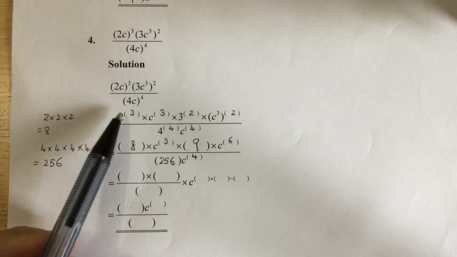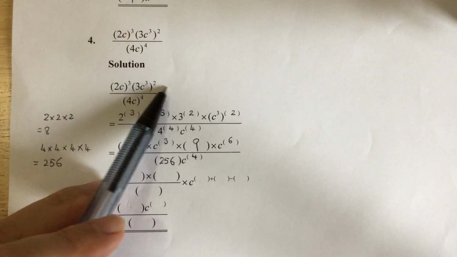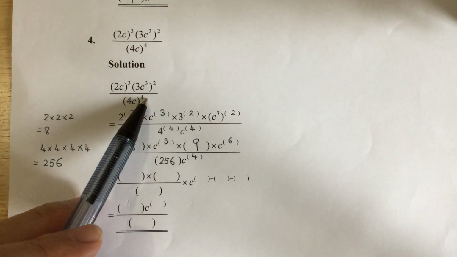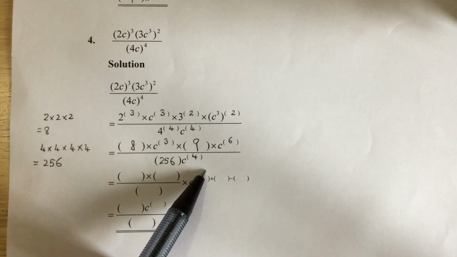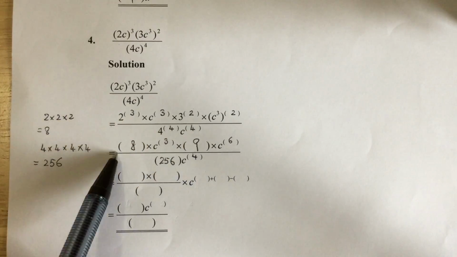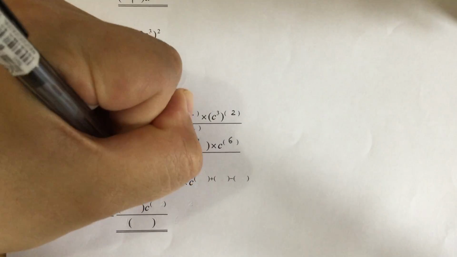So one by one, you do it. We split the 3 to both of these, we split the 2 to both of these, and we split the 4 to both of these 4. And we do the calculation one by one, carefully. And finally, we can do the numbers first. We have 8 times 9 over 256.